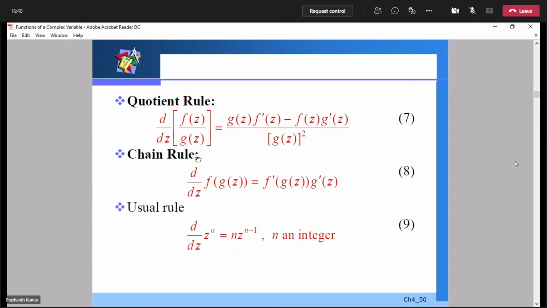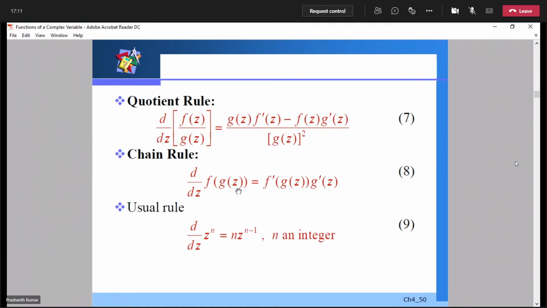Next, chain rule. Obviously, these things again you can write. Definitely, this is also applicable for real functions and complex functions. Therefore, every time you keep it in your mind. So d by dz of f of g of z, that means the function contains a function inside.